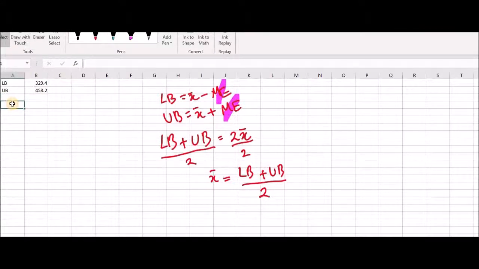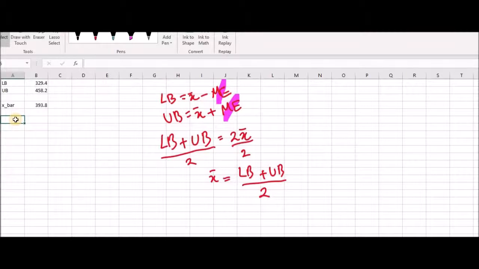So to find x bar, we're going to say this is equal to the upper bound plus the lower bound. The reason why I put it between parentheses is because Excel does not understand that it adds first and then divides. So if I don't include that, it will only divide the upper bound instead of dividing the sum of the upper bound and the lower bound, and I will divide by 2. So that is basically the mean, or x bar.